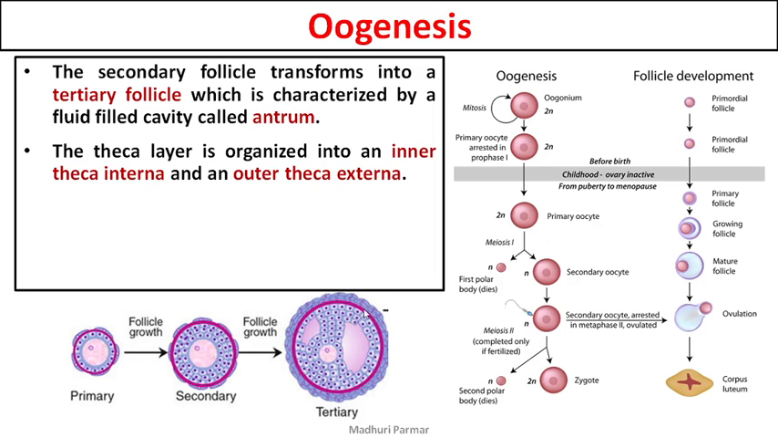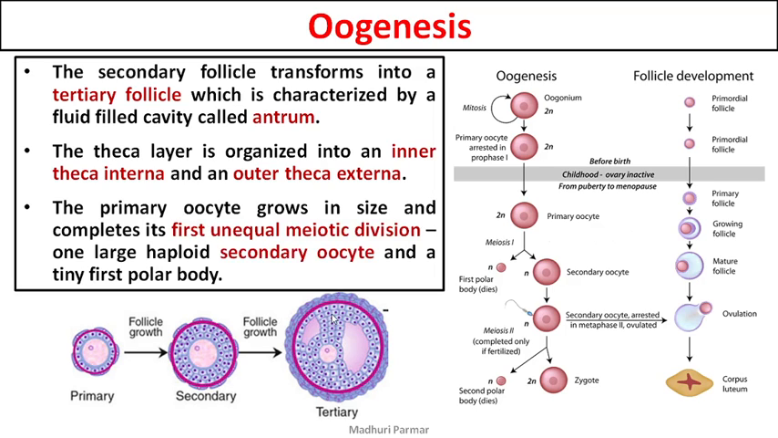The theca layer gets organized into an inner theca and outer theca. तो इसमें जो layers दिख रहे हैं आपको thecal cells के, तो उसमें inner layer जो है इसको बोलेंगे theca interna, और outer layer जो है उसको बोलेंगे theca externa, ठीक है। तो इस तरीके से thecal layers बन जाते हैं। The primary oocyte grows in size and completes its first unequal meiotic division.